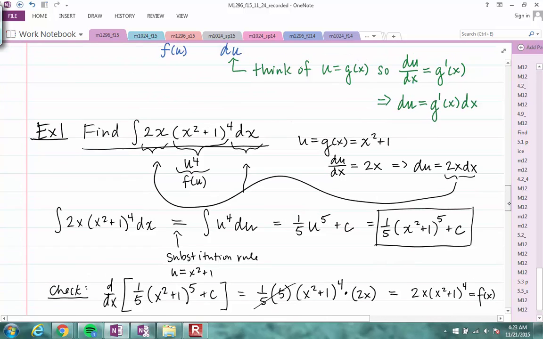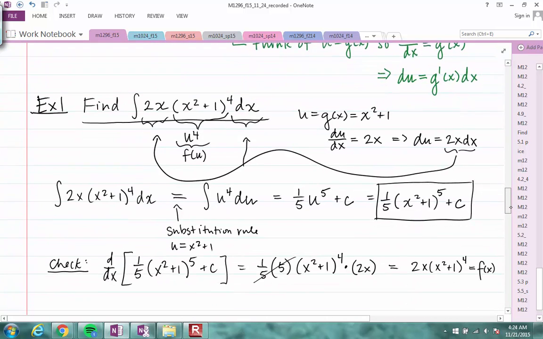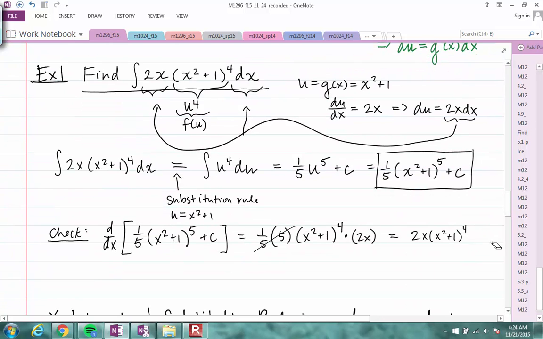Let me see if that notation conflicts with this. Oh yes, it does, of course. That's what we were calling little f of x before, so I'll just call it the inside of the integral.